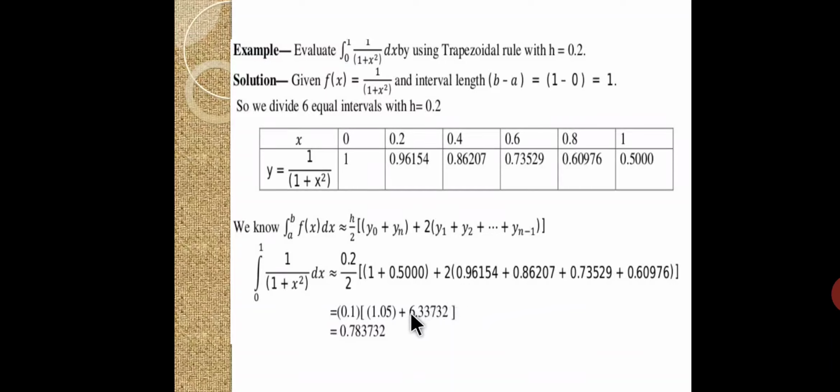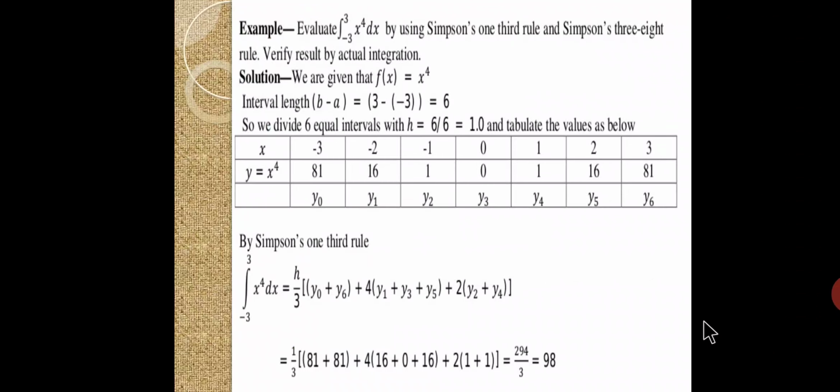We simplify this value: 0.2 by 2 is 0.1, into 1 plus 0.5 is 1.5, plus 2 into the total value 3.16866. Finally we get the value 0.783732.